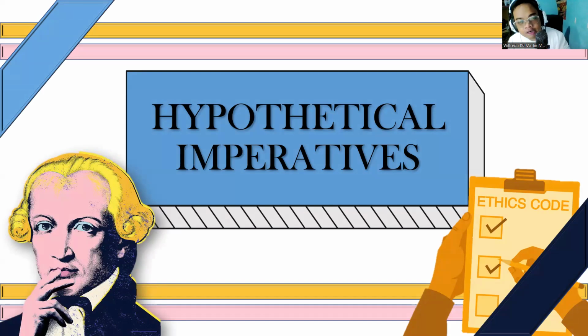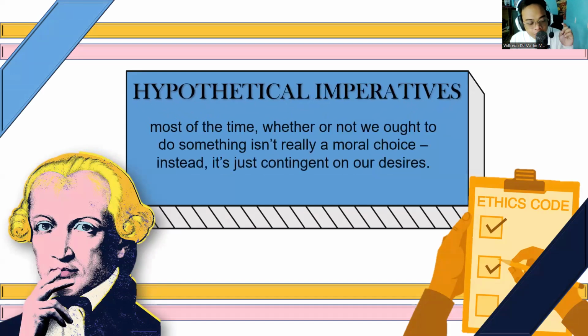Now let's first go on to understanding hypothetical imperatives. The problem with hypothetical imperatives is that they're only dependent on desires. It's contingent on our desires. So suppose I would ask you again the same question: if you want money, then you work for it. So what if you don't want money and you don't want to work for it? Then you won't do anything, right? Because that's not your desire.